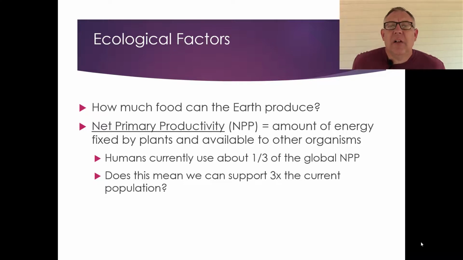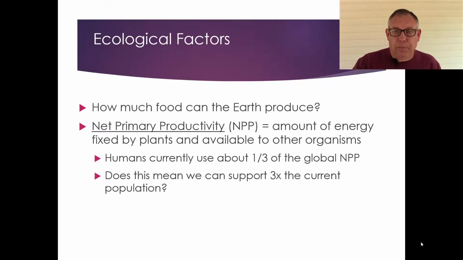There's a concept in ecology that we call net primary productivity. This is the amount of energy fixed by plants and available to other organisms. All organisms require plants to capture sunlight energy, and then that energy gets passed from one trophic level to the next. Well, there's a limit to how much sunlight energy can be captured by these plants, and we call that net primary productivity. You can look at this and try to estimate, for the whole planet, how much net primary productivity is possible in a year.